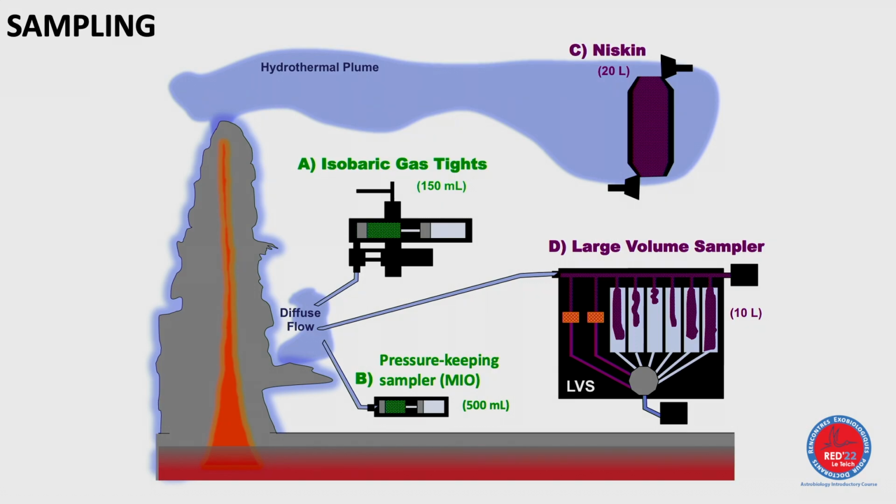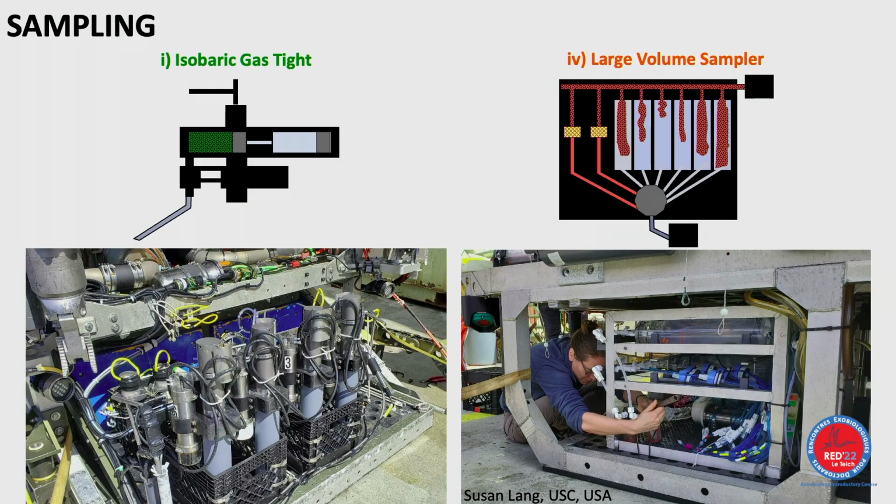So here on the ROV, on JASON, you can see all the IGTs, on the front deck of JASON. And on the bottom, we had the large sampler, and here is Suzanne just checking that all the valves were ready to go before the launching.